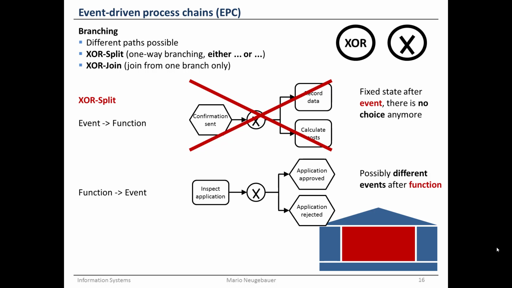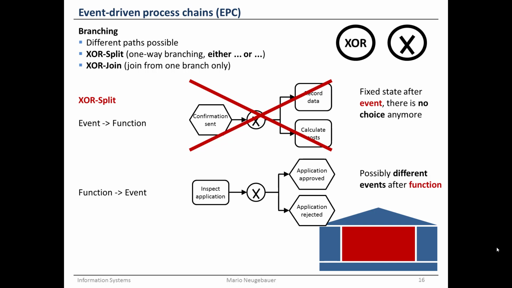We talked about the OR split, we talked about the OR join, and now we have something special, some small modification of this OR split and OR join. It's the XOR split and the XOR join. The XOR means that you have either the one or the other. So you cannot have both together like in the OR split.